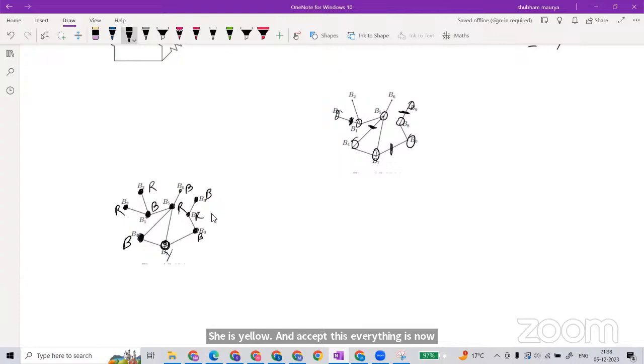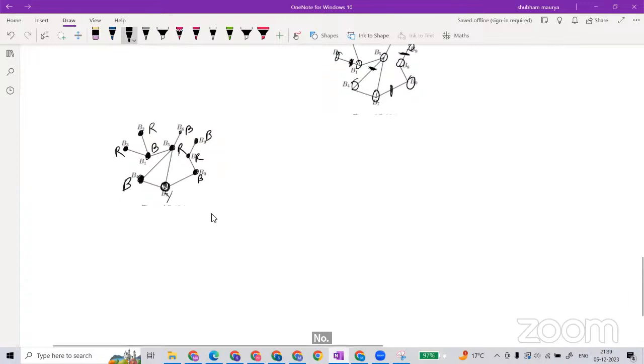So this is one coloring, where we try to color the graph with the minimum number of colors. This is the coloring of the graph. You can say 3 colors suffice to color this whole graph. Coloring means you are trying to color the nodes, vertices, with the minimum number of colors.